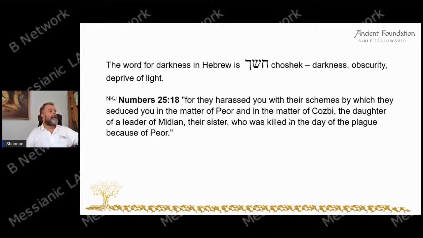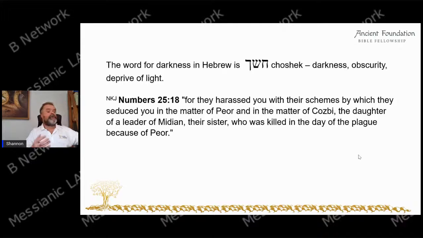So, for example, let's have a look at some of these people groups in the Old Testament. Look to your screens with me again. In Numbers 25, verse 18, "For they harassed you with their schemes, by which they seduced you in the matter of Peor, and in the matter of Cosby, the daughter of a leader of Midian, their sister, who was killed in the day of the plague because of Peor." Again, in this verse, we see certain negative words grouped together in the matter of this whole episode.